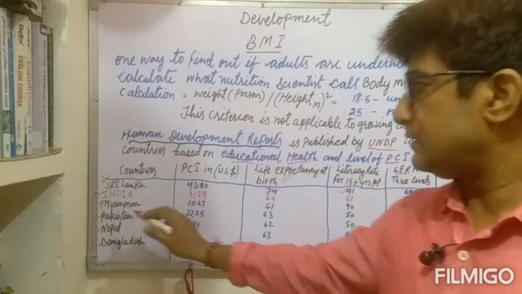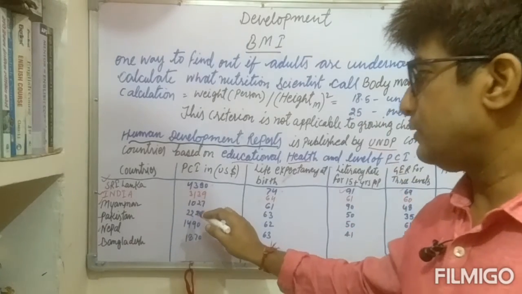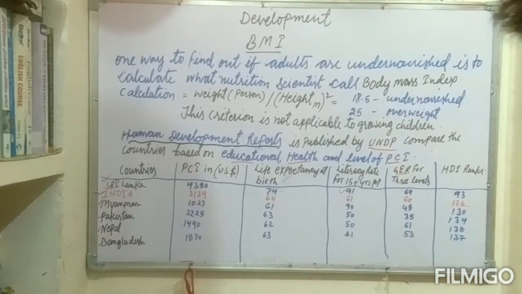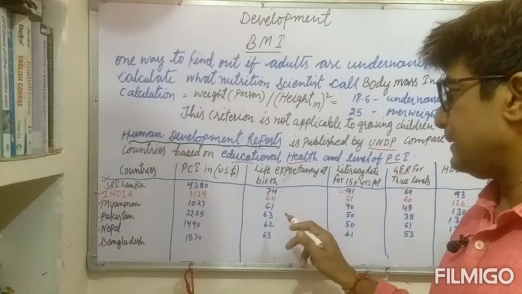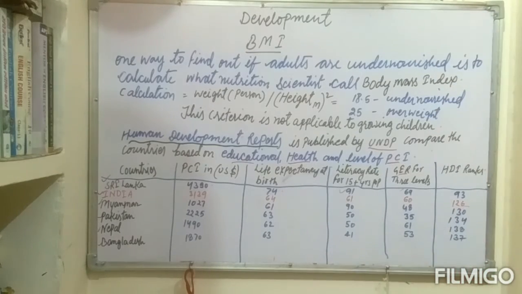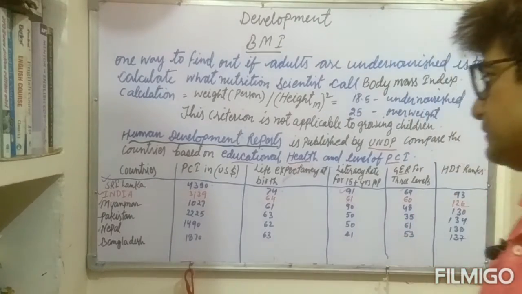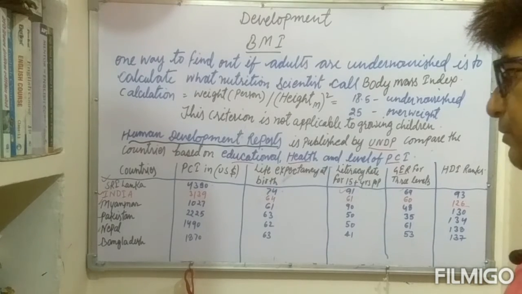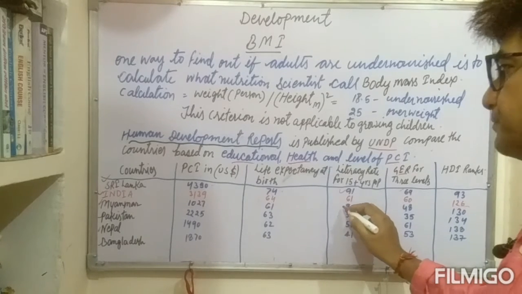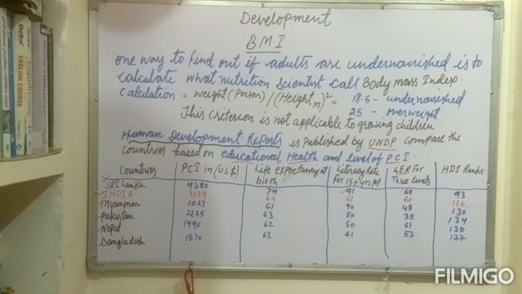Then Myanmar shows its performance: the per capita income is 1027, and its life expectancy is 61. 90% is the literacy rate, 48 is the gross enrollment ratio, and the HDI rank is 130. It means Myanmar's performance is better than India's in many fields, such as the literacy rate.